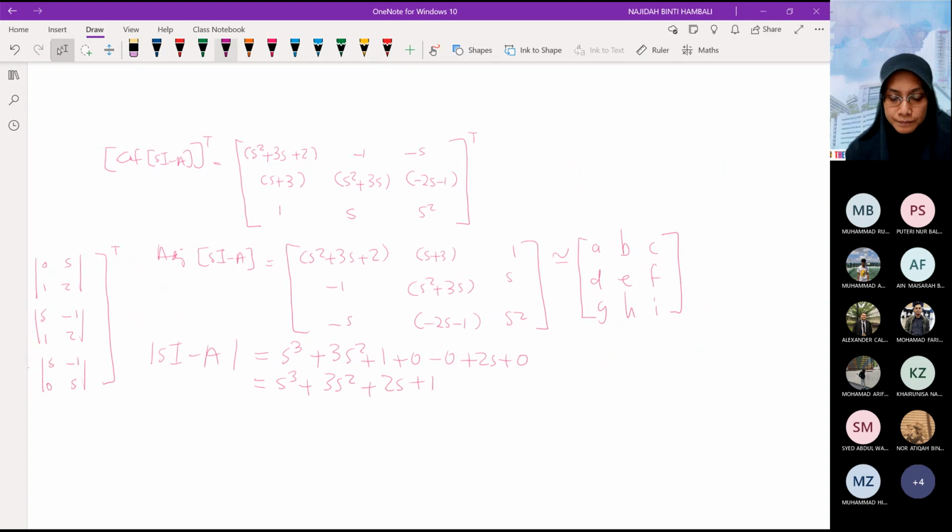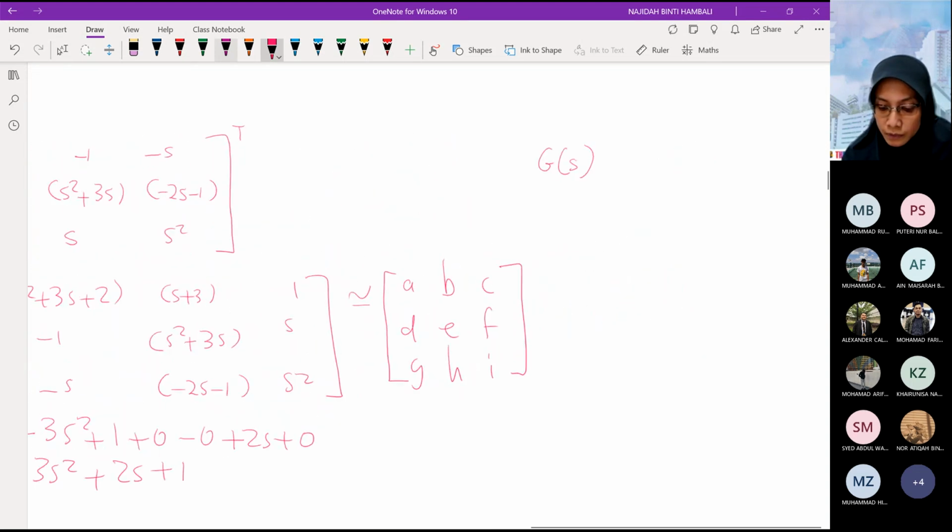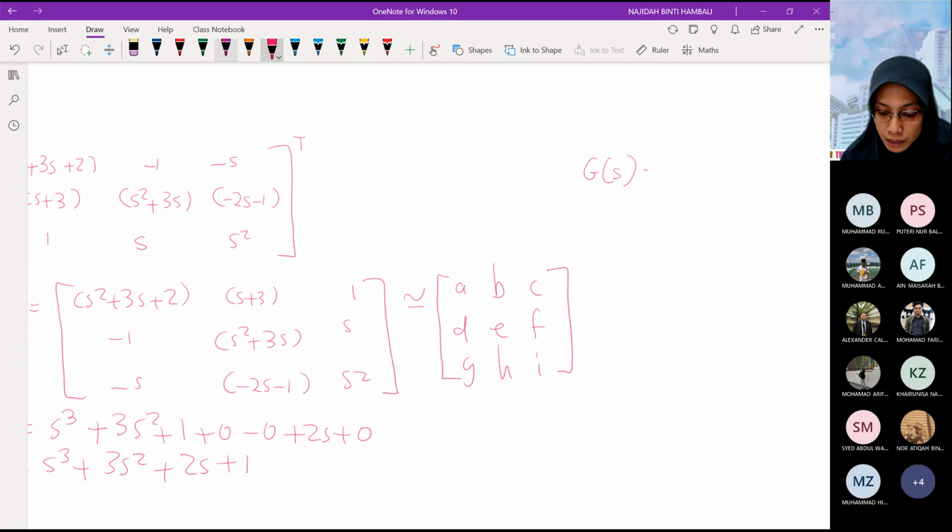Next, you can construct your transfer function. G(s) equals matrix C multiplied with the inversion of sI minus A, multiplied with matrix B. In this case, there's no matrix B given in the state space equation. So we can just leave it as our equation to determine the transfer function in the s domain like this.